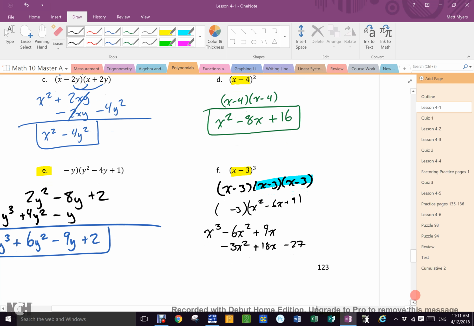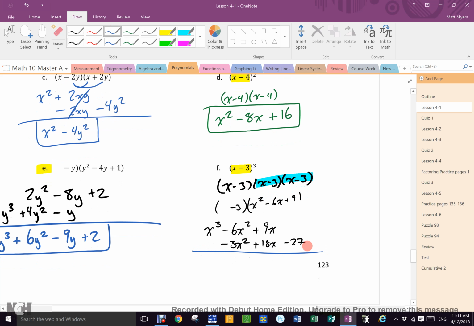Now all I do is gather it up. Anything adding to x cubed? X cubed. What's negative 6 and negative 3? Negative 9x squared. What's 9 plus 18? 27x. And what's 0 minus 27? Done.